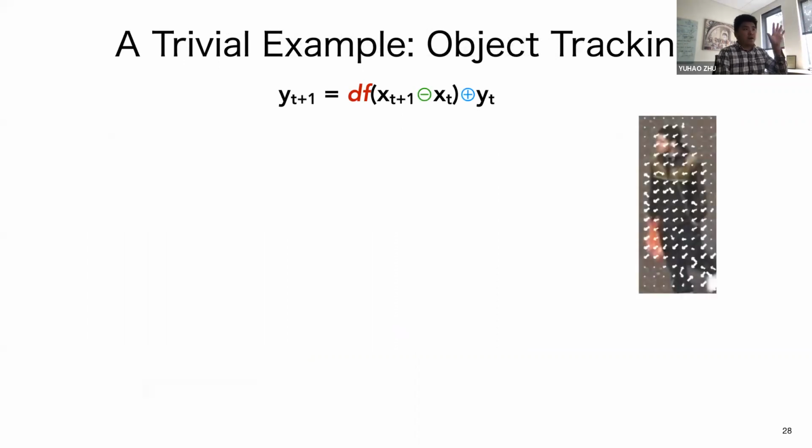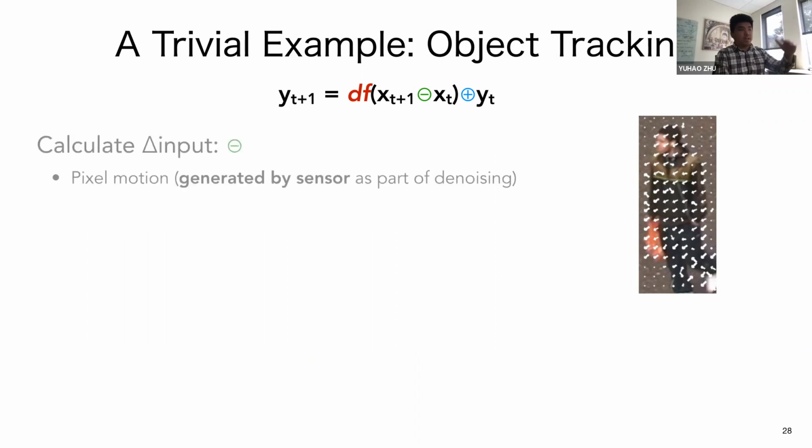That's the equation there. And object tracking is the task of taking an image, assuming that you've already detected the object, and you want to track the trajectory of the object. So now if you think of object tracking using this formulation, the first step is to calculate delta input. In the case of object tracking, you can use pixel motion as delta input. And pixel motion typically is represented as motion vectors, which is essentially the movement, the offset of every single pixel tile, which are indicated by the arrows here.